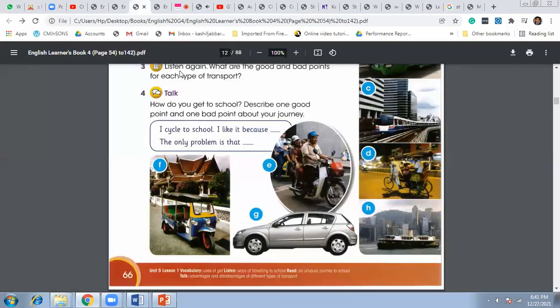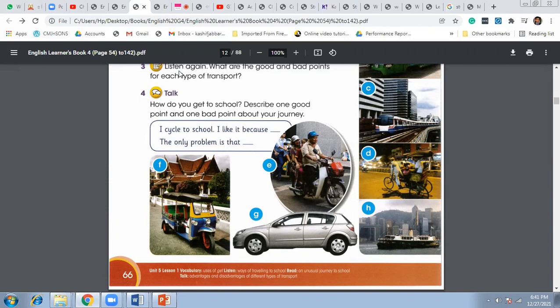This is the last number. In Hiroshima in Japan. And I go to school by tram. It's quite fast and it stops right outside my school. So I don't have to walk far at all. But it often gets really crowded and sometimes I don't get a seat. I have to hang on tight when it goes around corners. Otherwise, I fall over.